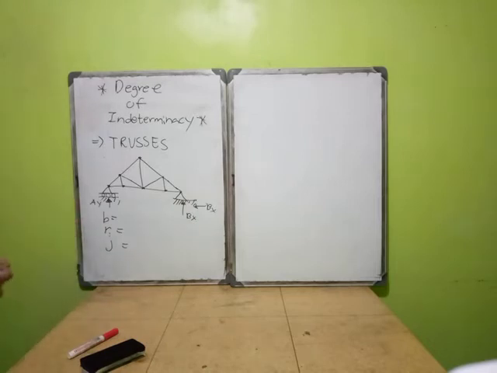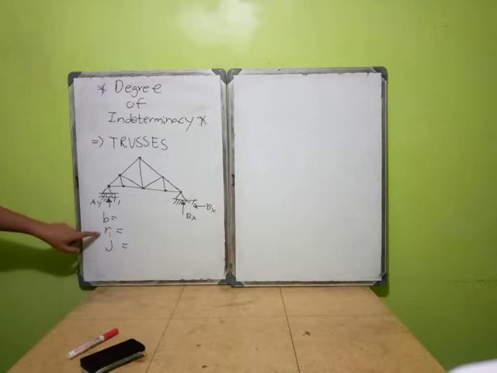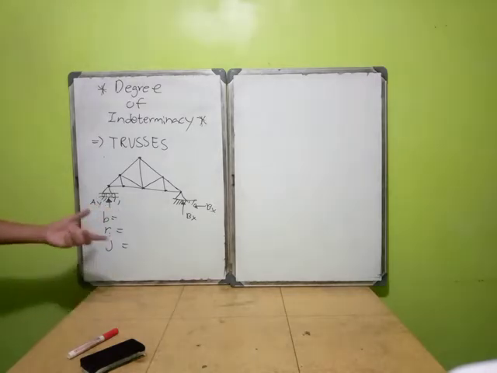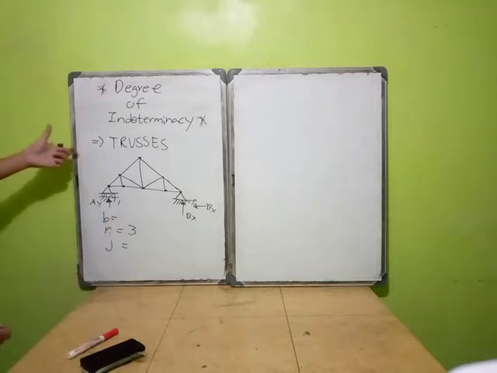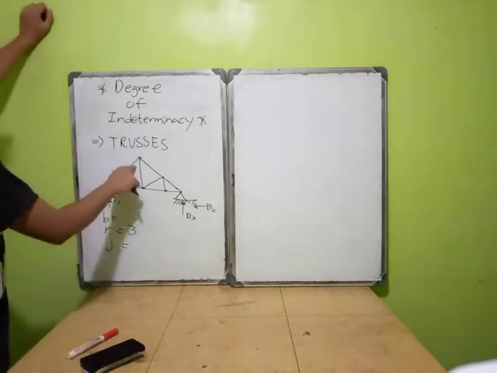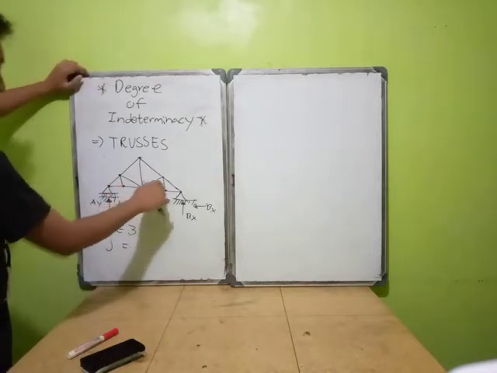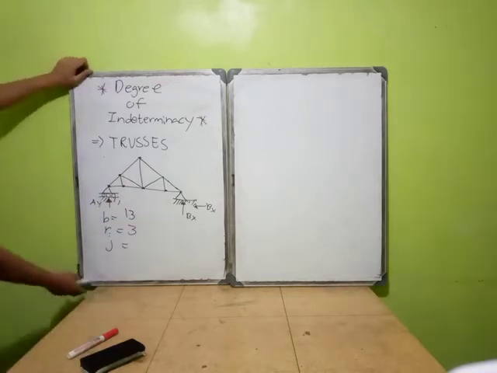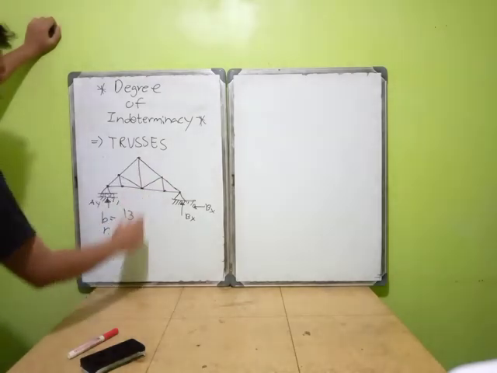Vertical truss members. So, ibig sabihin, ma-change yung number of bars or members. Number of reactions, same pa rin kasi pinned and roller. So, 3 pa rin to. Pero yung B at J, magbabago. So, bilangin natin. Ilan? 1, 2, 3, 4, 5, 6, 7, 8, 9, 10, 11, 12, 13. So, 13 to si B. And then si joint, 1, 2, 3, 4, 5, 6, 7, 8.